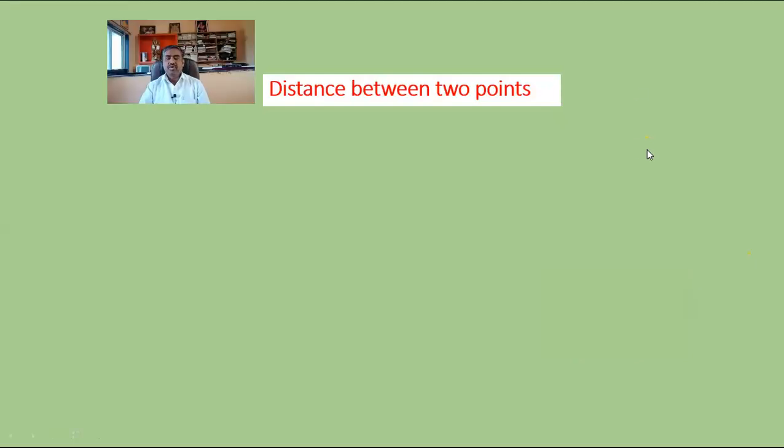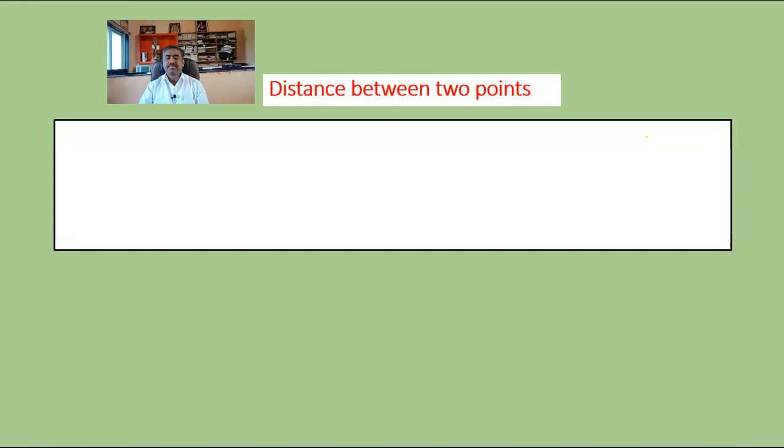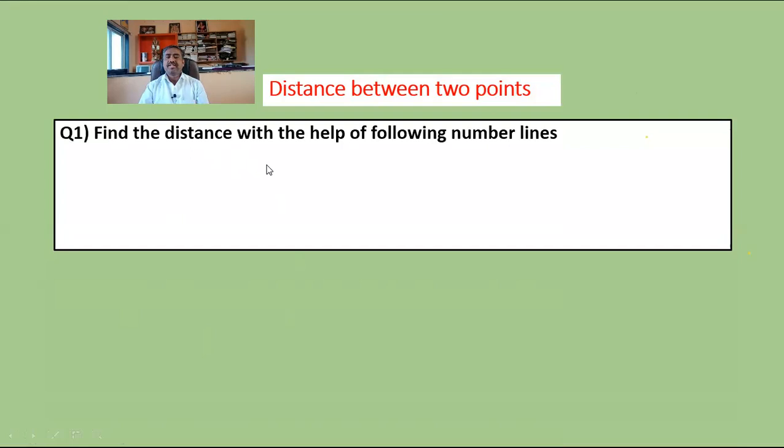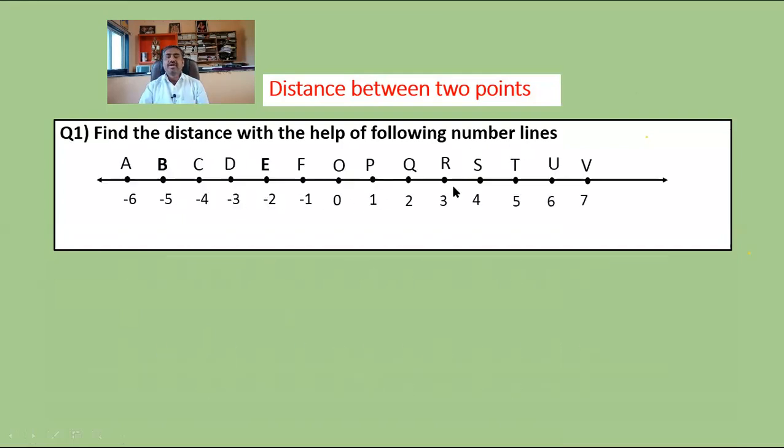Distance between 2 points. First you understand the concept of distance between 2 points. We already learned this in the last lecture. Here, find the distance with the help of the following number line. This is the given number line. On this number line, the middle point is the origin O, its coordinate is 0.